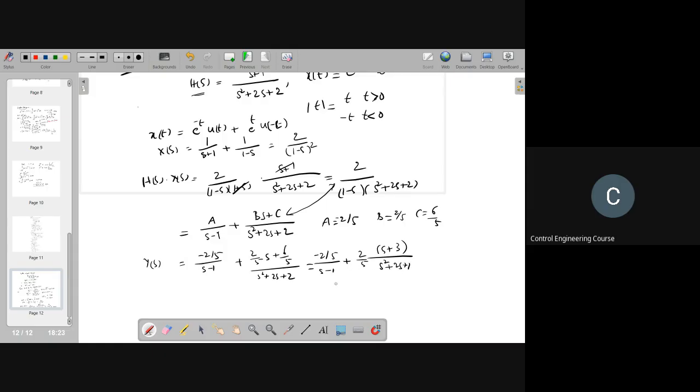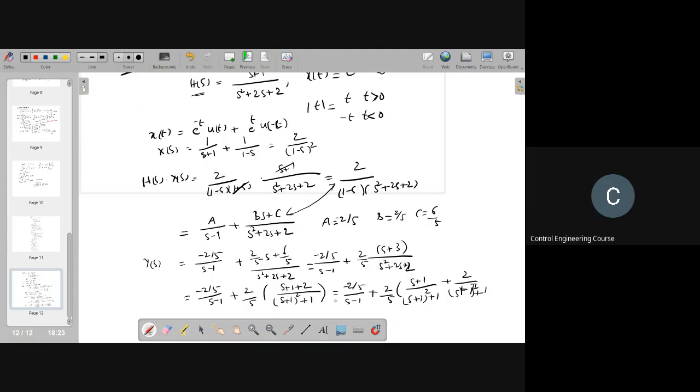This part now I am expanding. Minus 2 by 5 by (s minus 1) plus 2 by 5 into (s plus 3) by ((s plus 1) whole square plus 1), which is equal to minus 2 by 5 by (s minus 1) plus 2 by 5 into (s plus 1) by ((s plus 1) whole square plus 1) plus 2 by ((s plus 1) whole square plus 1).